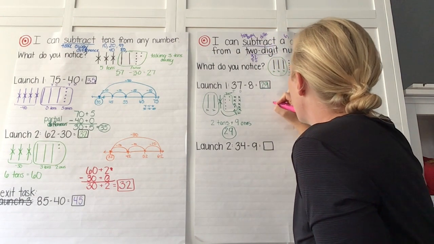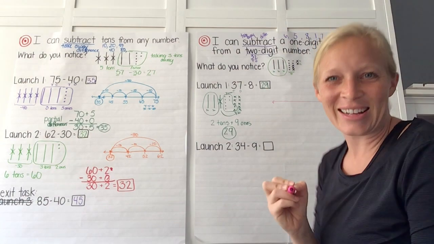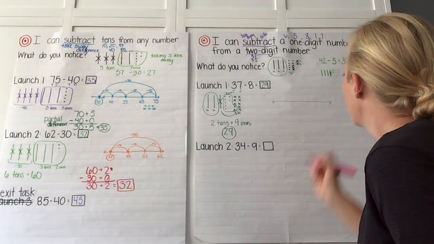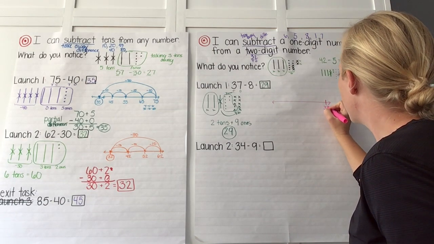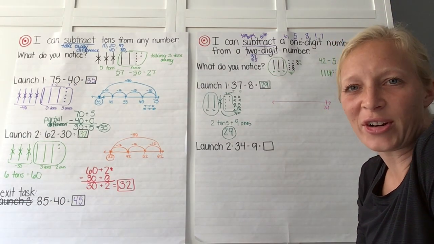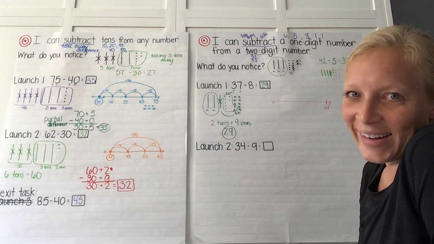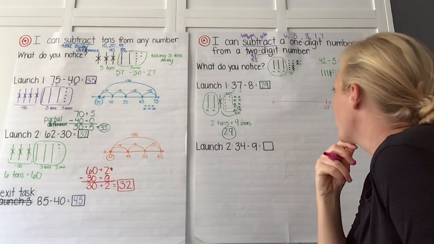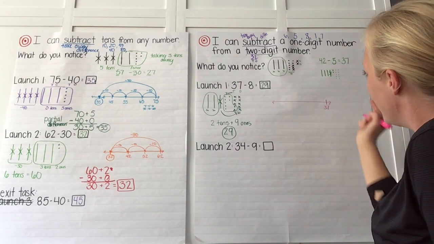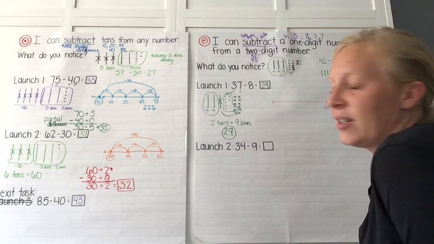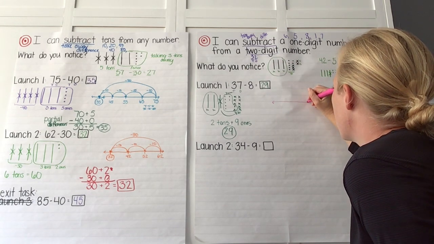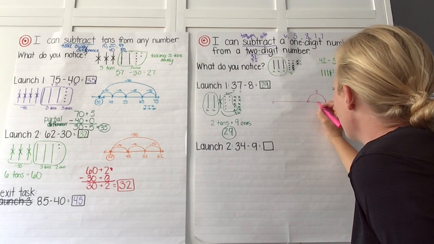A number line. Gotta love that number line, don't we? All right, where did you start on your number line? 37. Okay, and why did you start at 37? Because your equation says 37 take away 8. So which way are you going to go? Are you going to go right or left? All right, and so when you go left, what are you going to do first? Why did you make a big jump of 7?